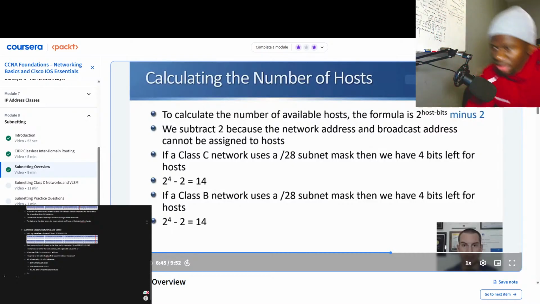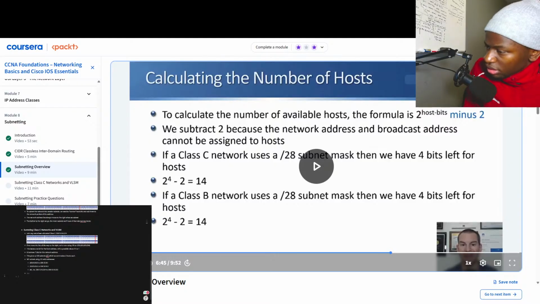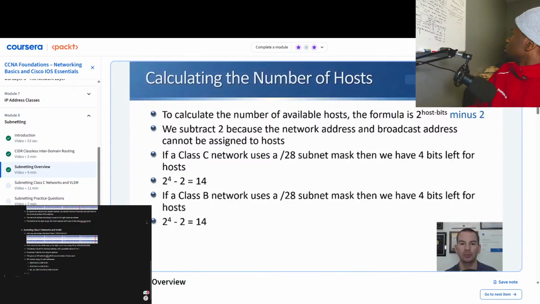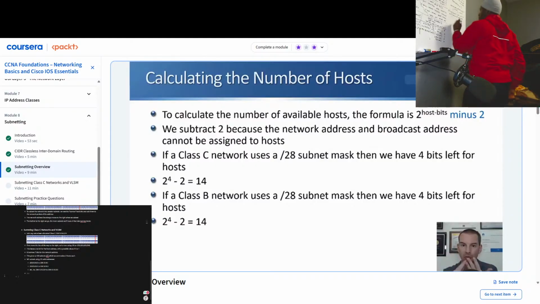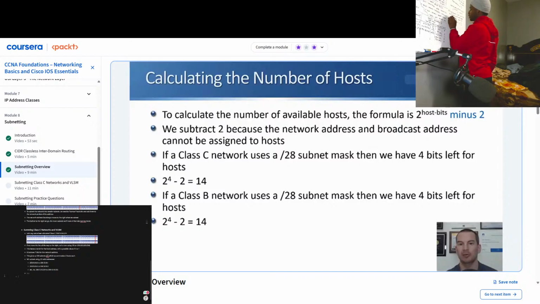So the thing with this is, that's also a number of hosts, minus 2. We need to subtract 2 because we've got the network address and the broadcast address that cannot be assigned to hosts. That's the 2 that we take away. So if a class C network uses a /28 subnet mask, there are 32 bits in the address. If we're using 28 for the network portion, that leaves 4 for the host portion. 2 to the power of 4 is 2, 4, 8, 16, minus 2 for the network address and the broadcast address. That means we would have 14 available addresses for our hosts.